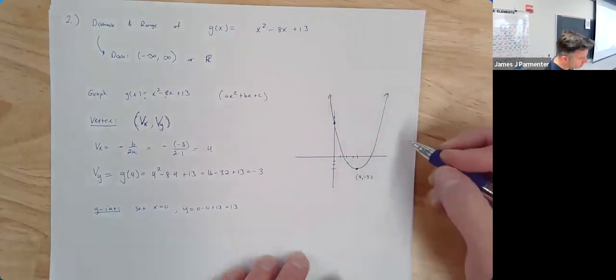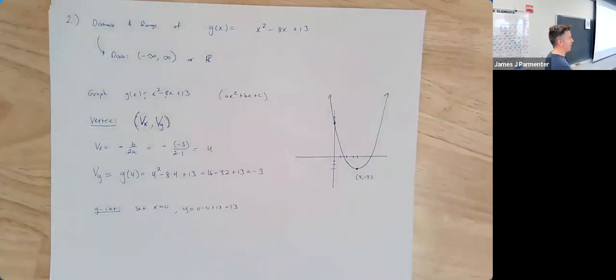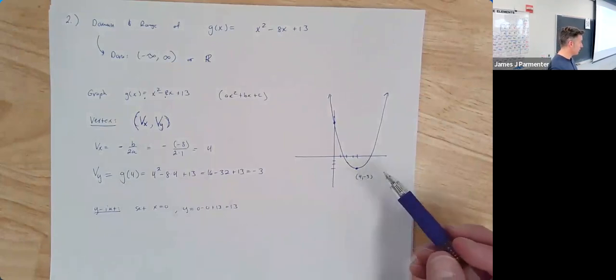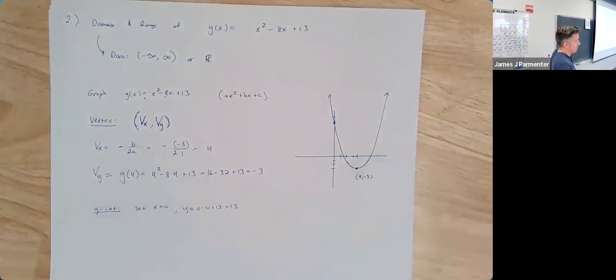Now I will say, usually when I graph a parabola, I find the x-intercepts. We could totally find them. They have to exist, right? Because the vertex is below the x-axis and it opens upwards. To find the x-intercepts, you would set the whole thing equal to 0.